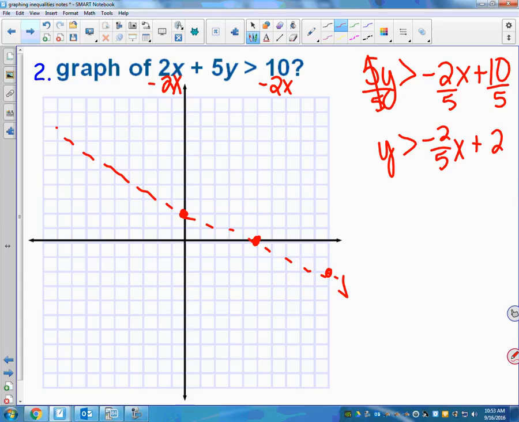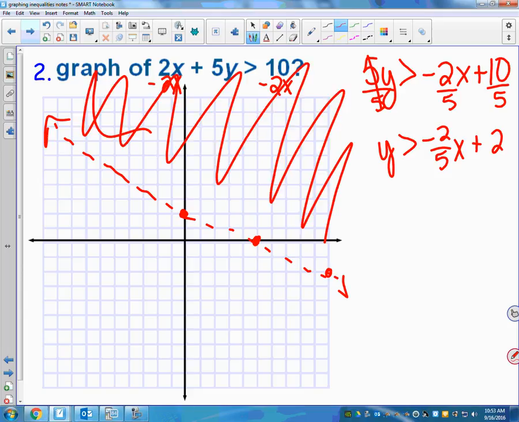My lines don't look good. And again, you look at this sign, that's greater than, so which way should we shade? Above. And again, if you check 0, 0, in this one it won't work. 0 is not bigger than 2, that's why we shade on this side.